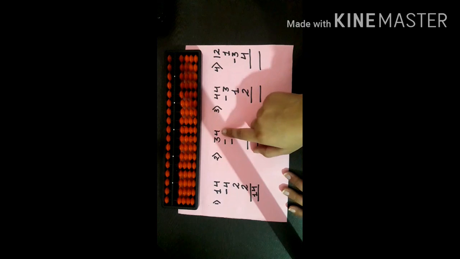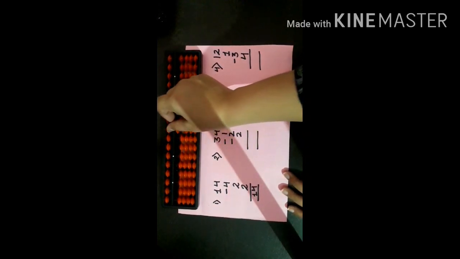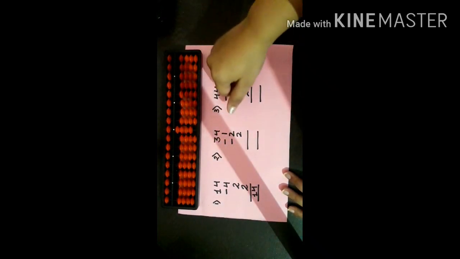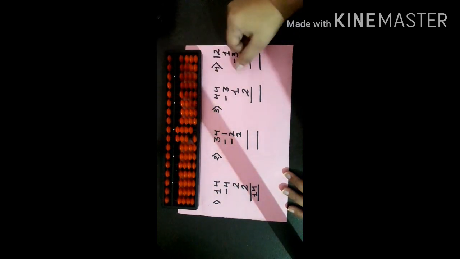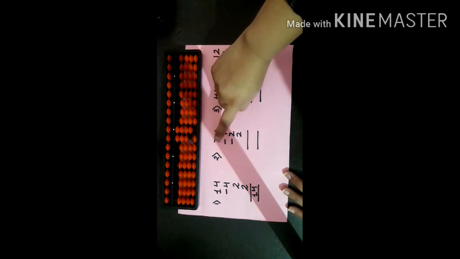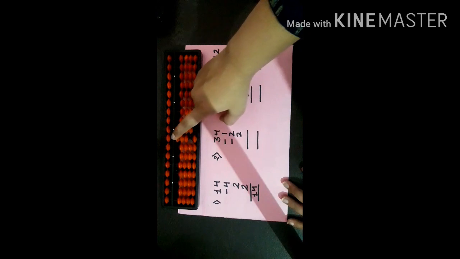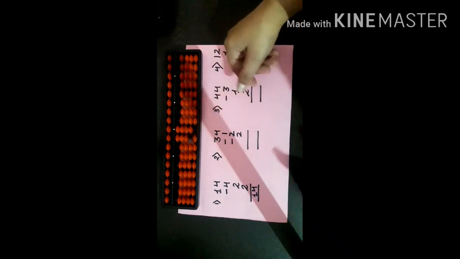As you can see, the first number is 4 in the units rod, and then 3 in the tens rod. Again I am repeating, 34. 34 means 4 in units rod, 3 in tens rod. And you can also see that 10, 20, 30 and 4. 1, 2, 3, 4. This means 34. You can do like this also.